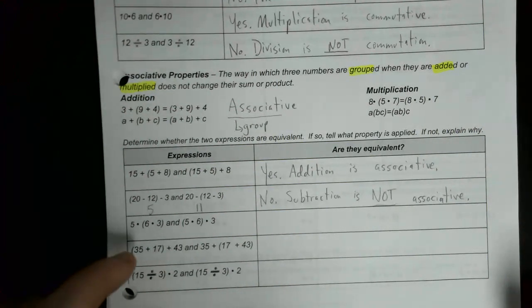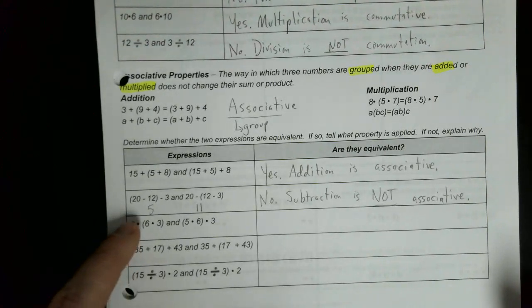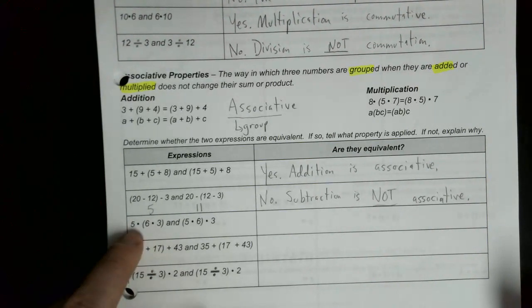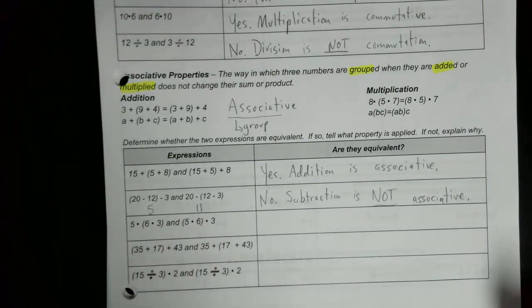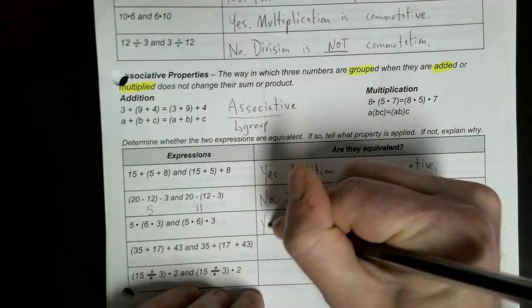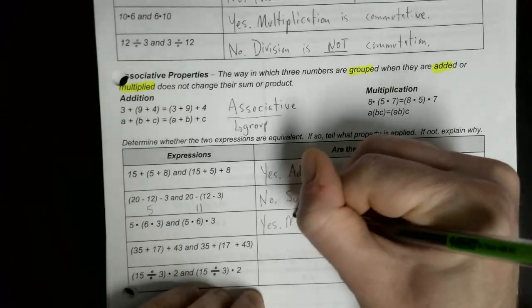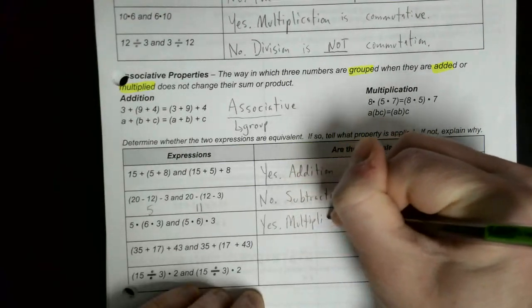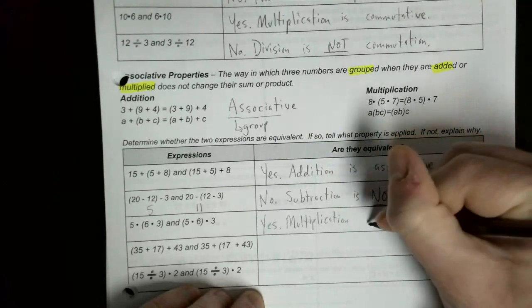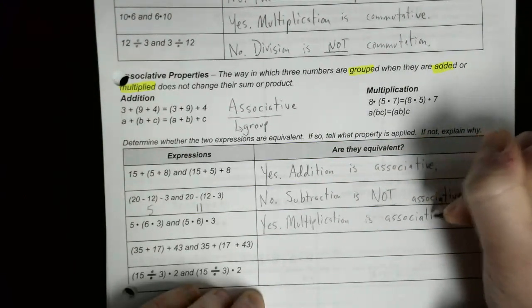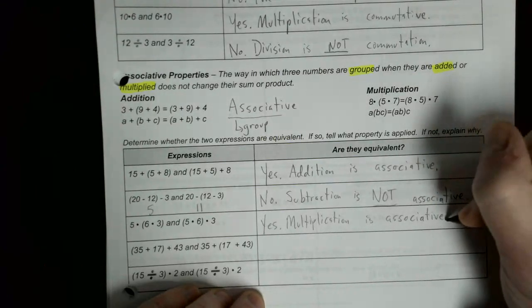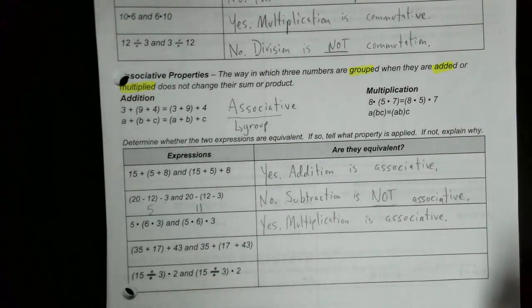All right, let's check this one out. We got 5 times 6 times 3, 5 times 6 times 3, different groups. Are they equivalent? You bet they are. These are equivalent. Why? Multiplication is associative, meaning we can multiply three numbers together, but group them differently and still get the same answer. That's kind of nice.